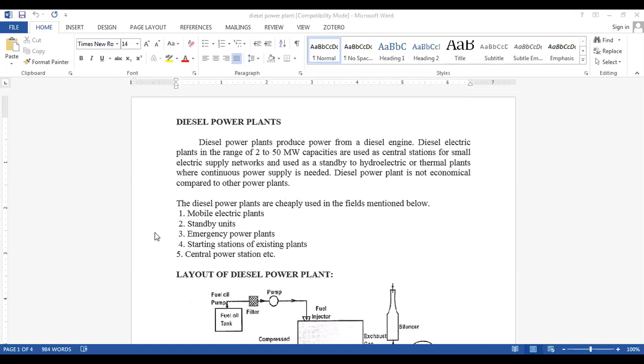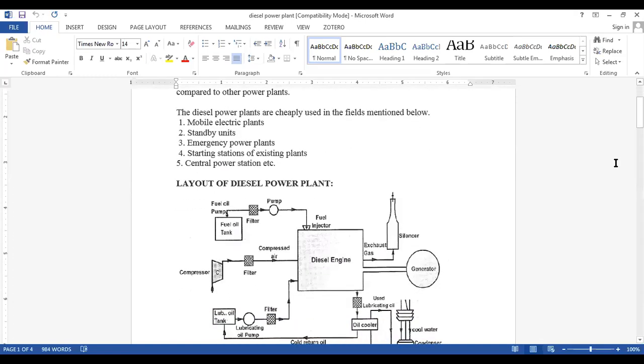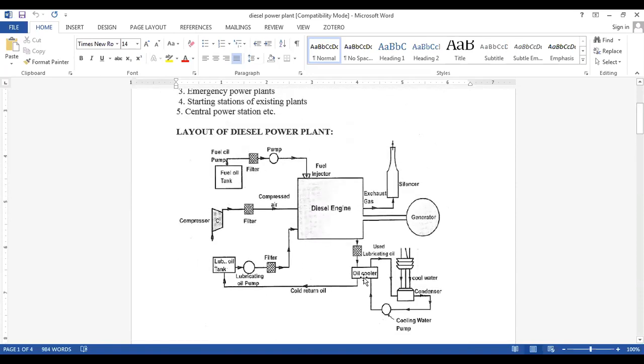The various applications for diesel power plants are mobile electric plants, standby units, emergency power plants, starting stations of existing plants, and central power stations. So these are the various areas where diesel power plants are used. And this one is the layout for the diesel power plant.